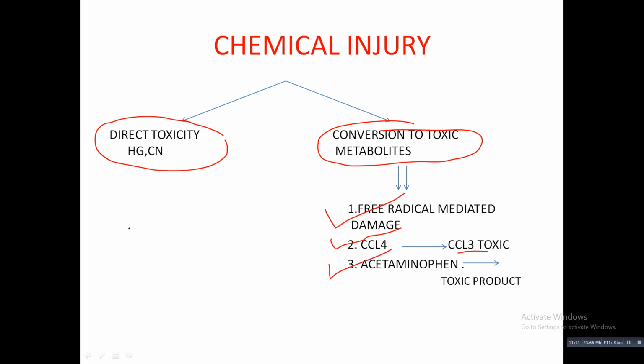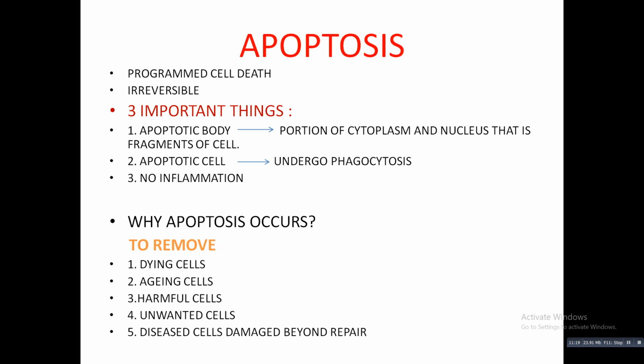Now we start with a very important and interesting topic called apoptosis. Each of these points is very important, and please pay careful attention as this is going to be very interesting. So apoptosis is defined as programmed cell death. It is an irreversible phenomenon.